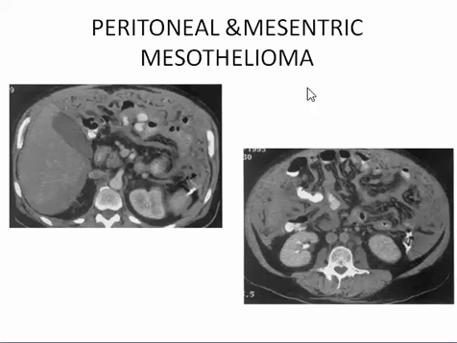Mesothelioma of the peritoneum and mesentery. The loops are converted into very thin-walled linear structures surrounded with the masses on the mesentery, and these masses are not gelatinous like at pseudomyxoma. It is solid masses encasing all the loops, and this is peritoneal and mesenteric mesothelioma. It is similar in behavior to mesothelioma of the pleura.